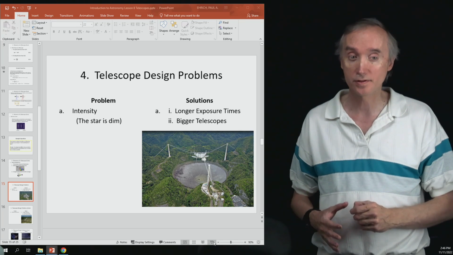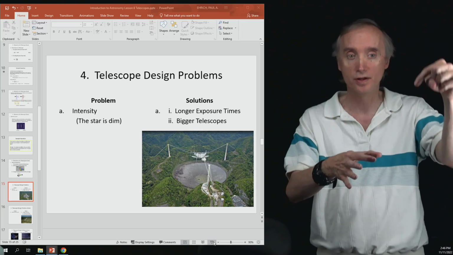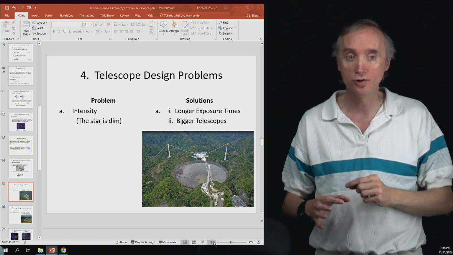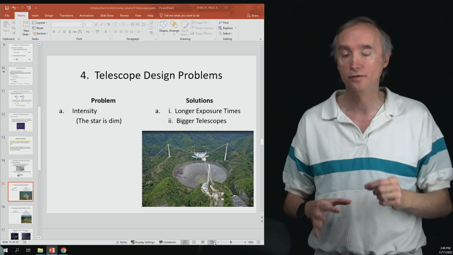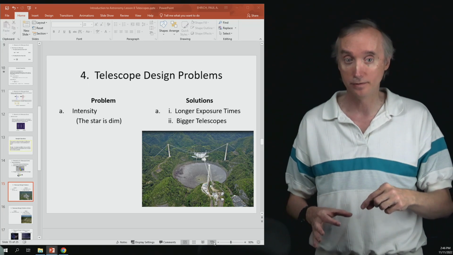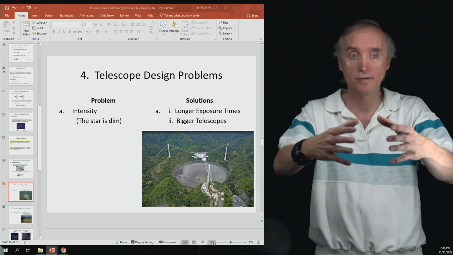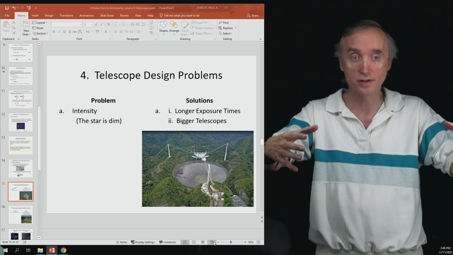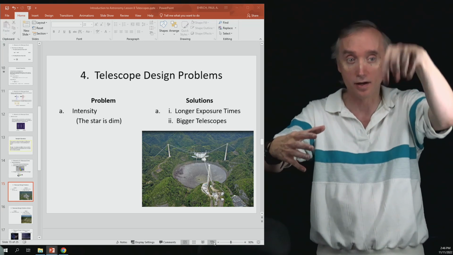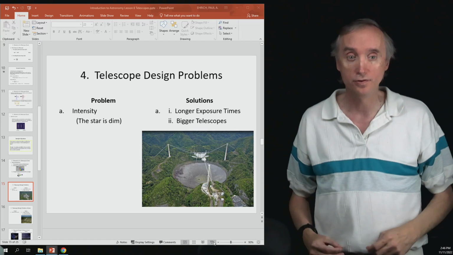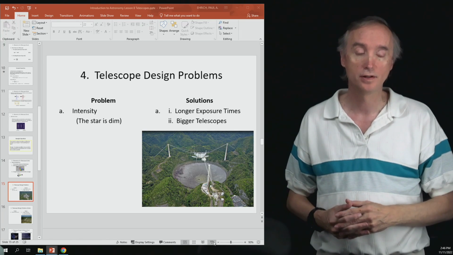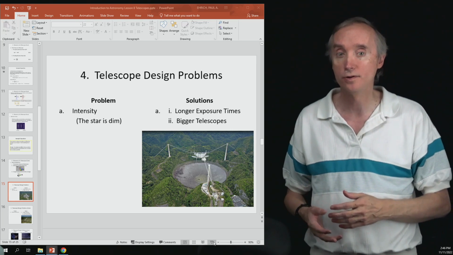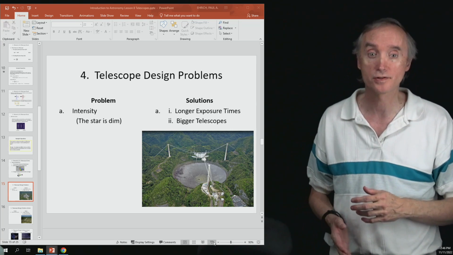Another thing is if you can't control the amount of time that the photons are hitting, well, could you control the number of photons that are hitting the plate? Yes, you can by having a larger telescope. So the larger the telescope, the more photons hit your CCD. So bigger is better. We want to have as large of a telescope as possible.